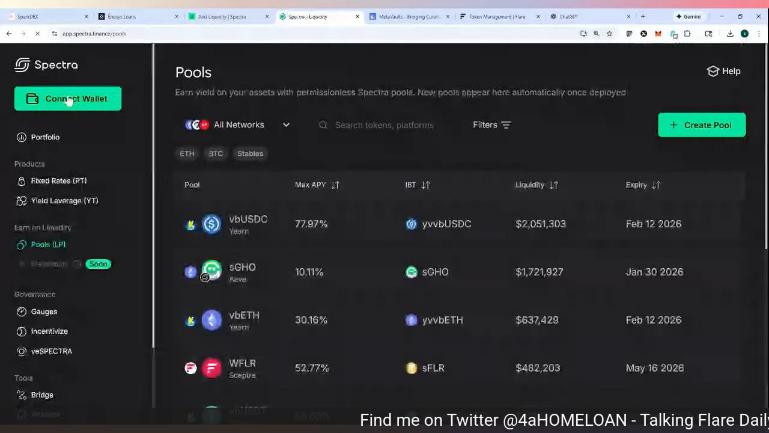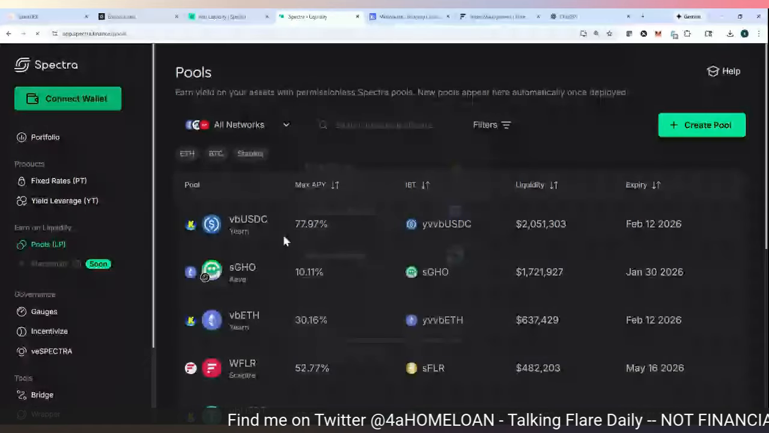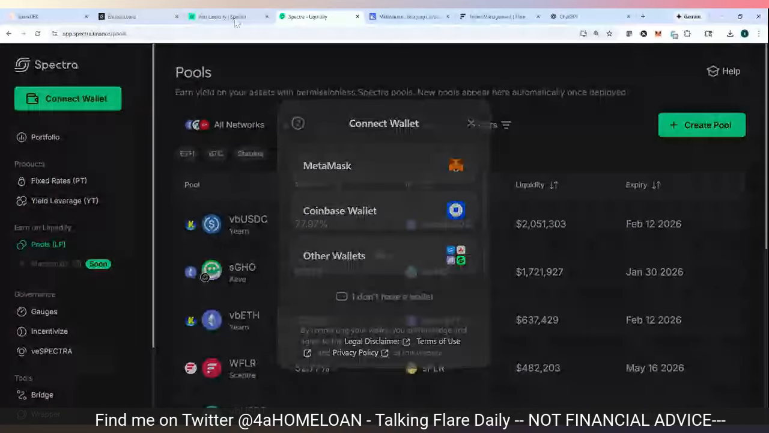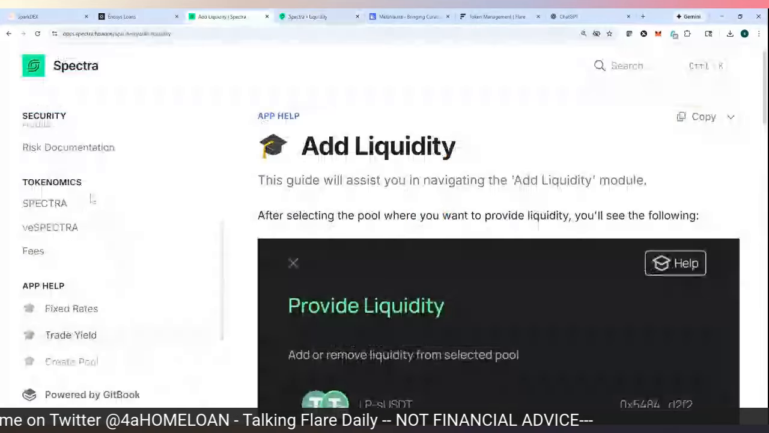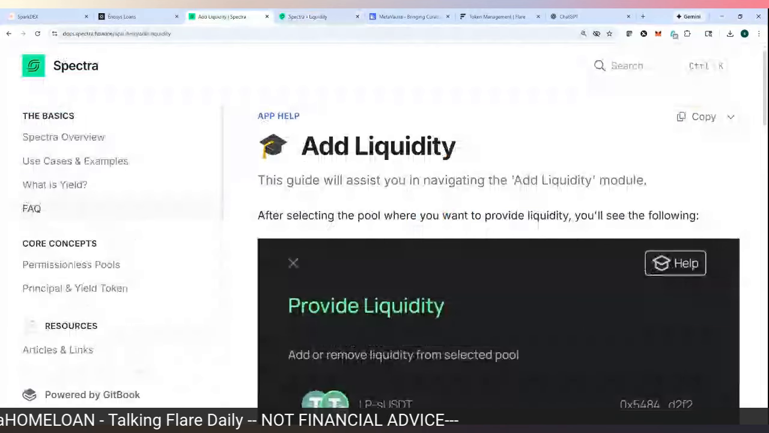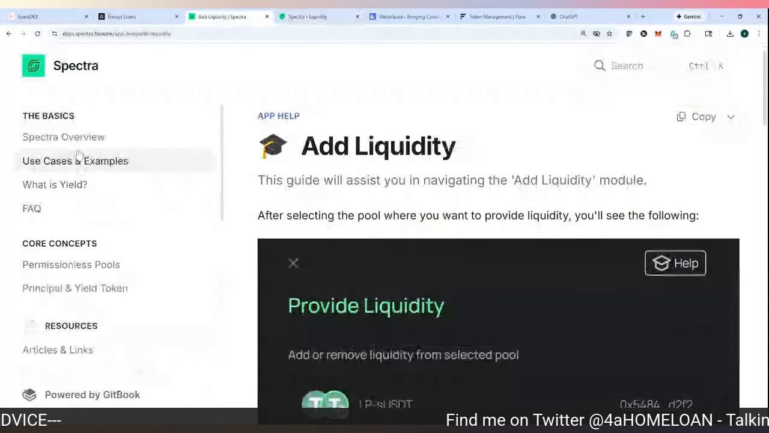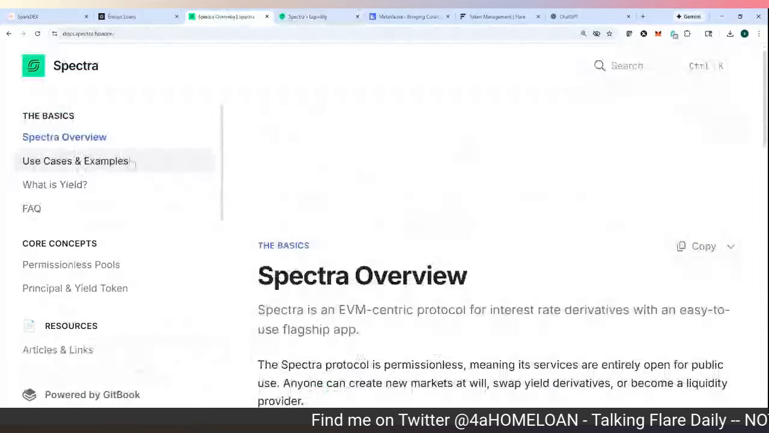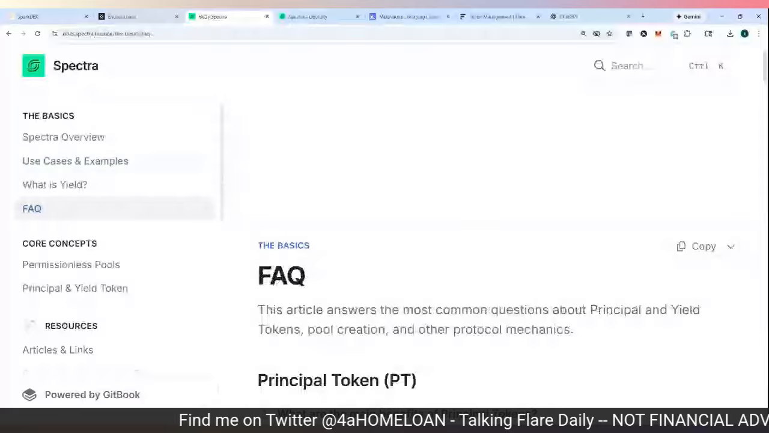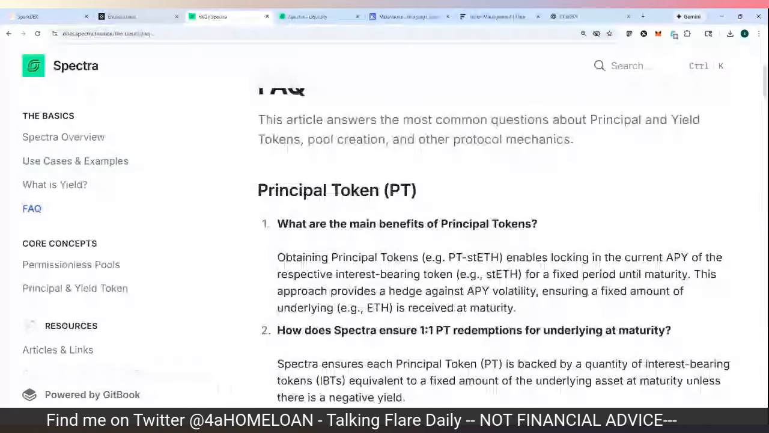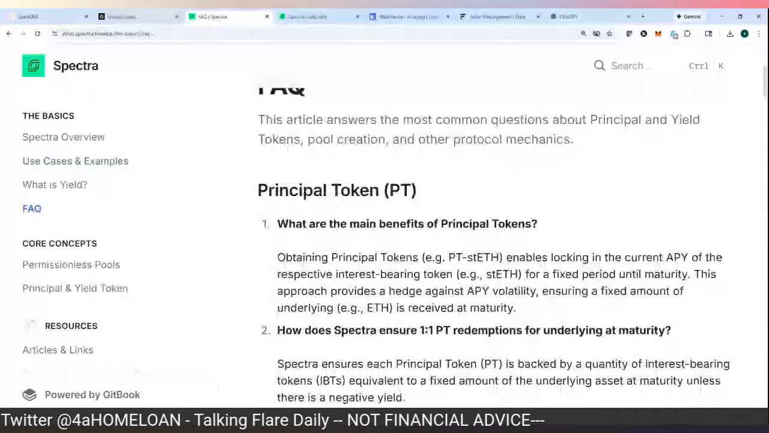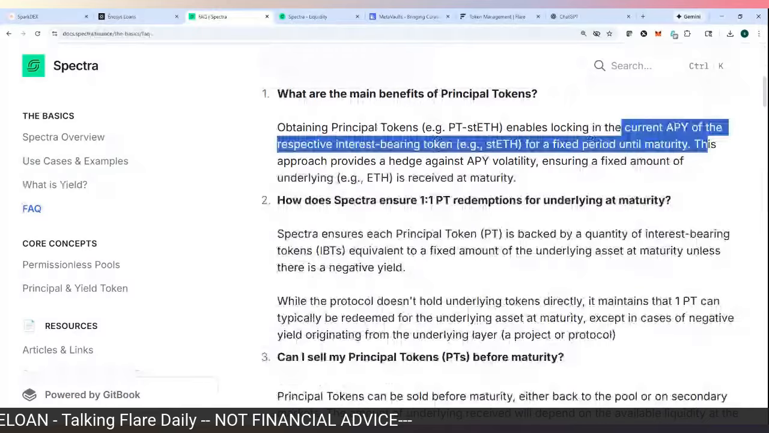But once you get there, I just disconnected my wallet. I'm going to put the link to these docs in the notes as well. Read it over. Start with the overview. Go through the use cases, examples. What is the yield? There's an FAQ. What are the main benefits of principal tokens? You're locking in the current APY of the respective interest-bearing token.